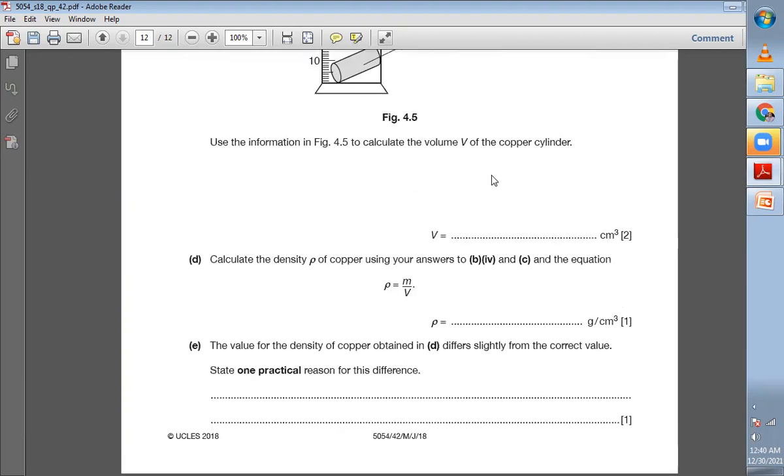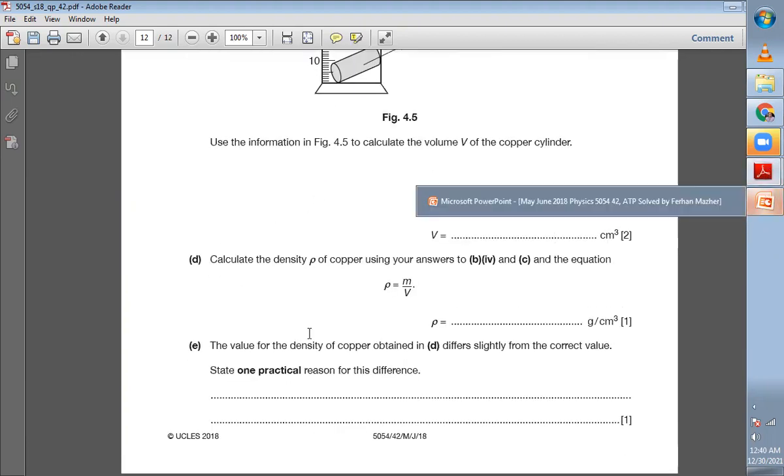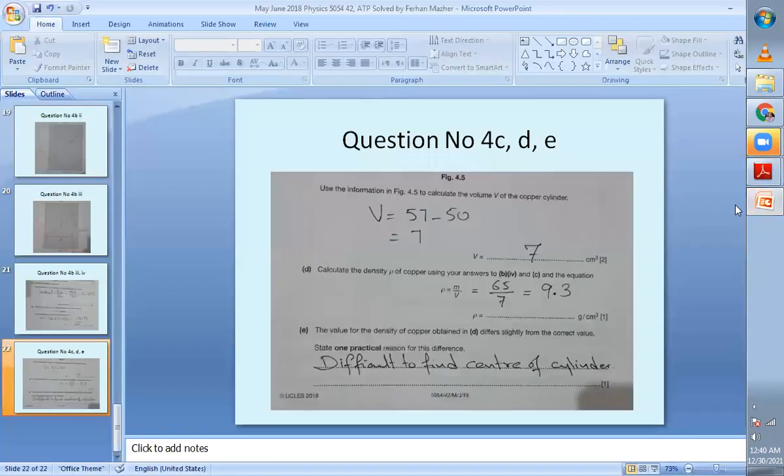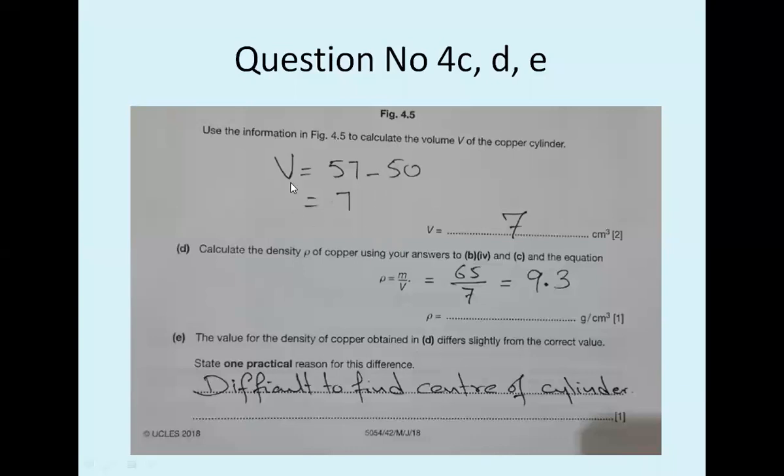So he says, calculate the volume. It's a 2-mark question. Then he says, find the density using this formula. Okay, so we'll find the density also. So V will be 57 minus 50, and that will be 7. So it means that the volume of the copper cylinder is 7 cm³.